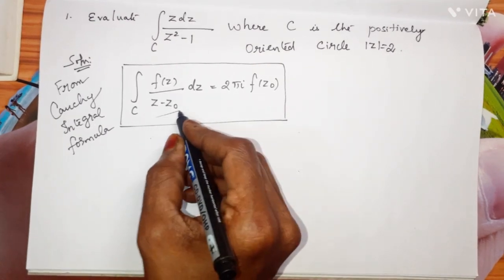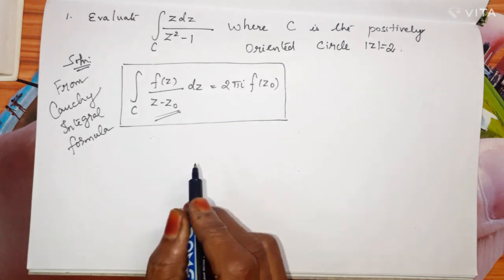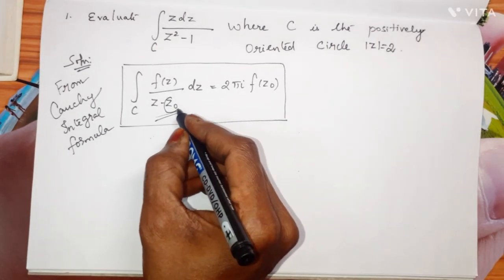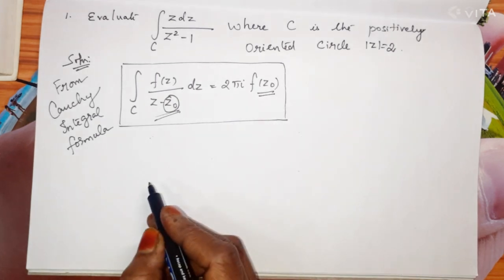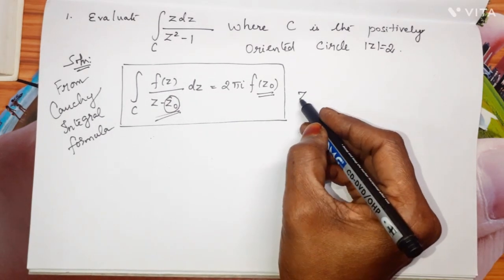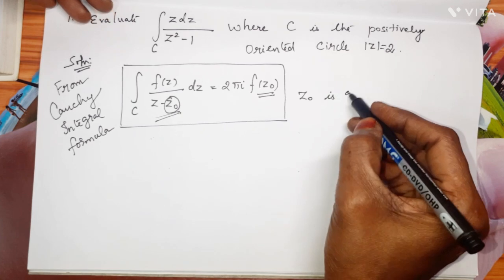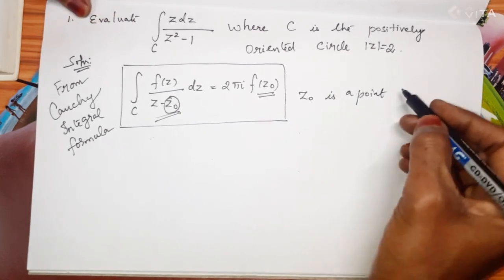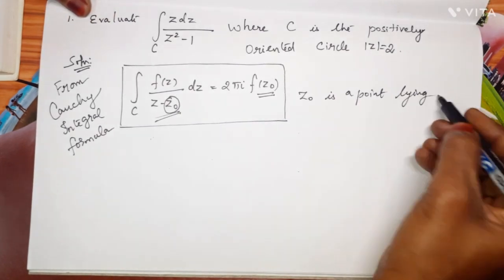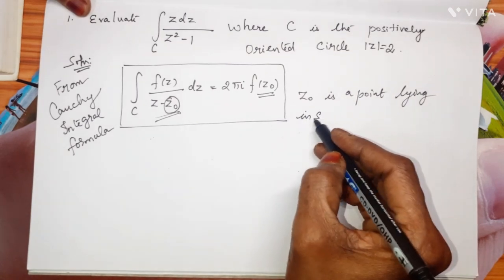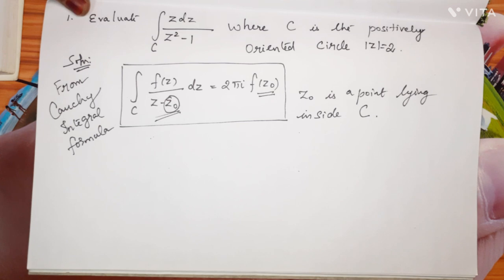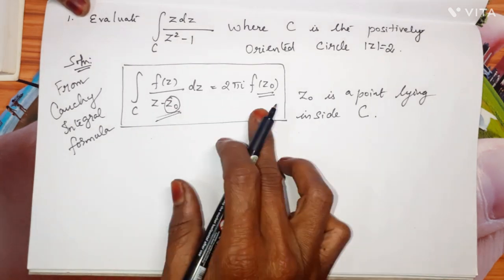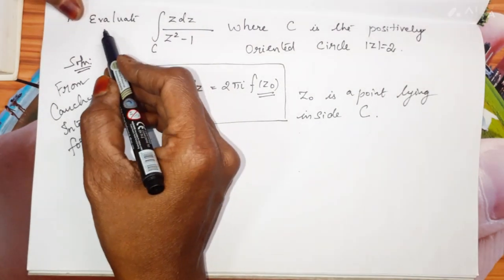If in the denominator the factor is linear, we can take this term as z naught, and we have to use this formula when z naught is a point lying inside C. When z naught is a point lying inside C, we can use this formula. Now come to the problem.